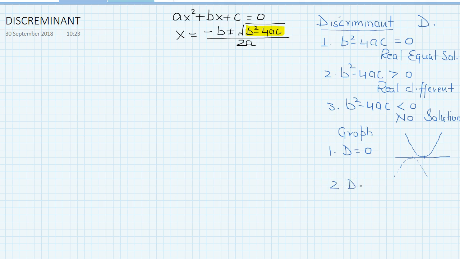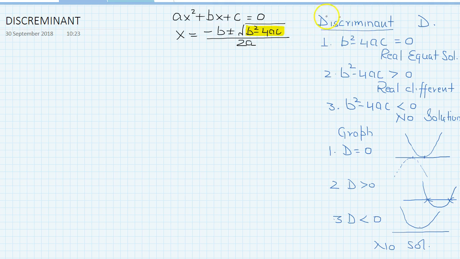Number 2, if D is greater than 0, then the graph will cross x-axis at 2 points. So it is having two different real roots. And if D is less than 0, then the graph will not touch x-axis. So it is having no solution. So we use this discriminant just to know the nature of the roots of a quadratic equation.